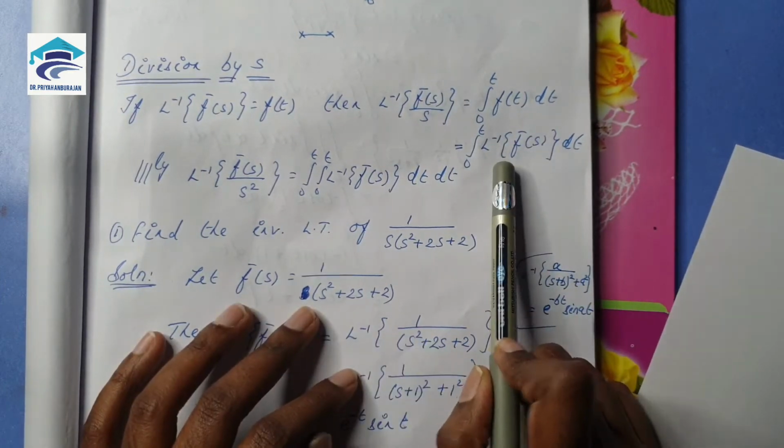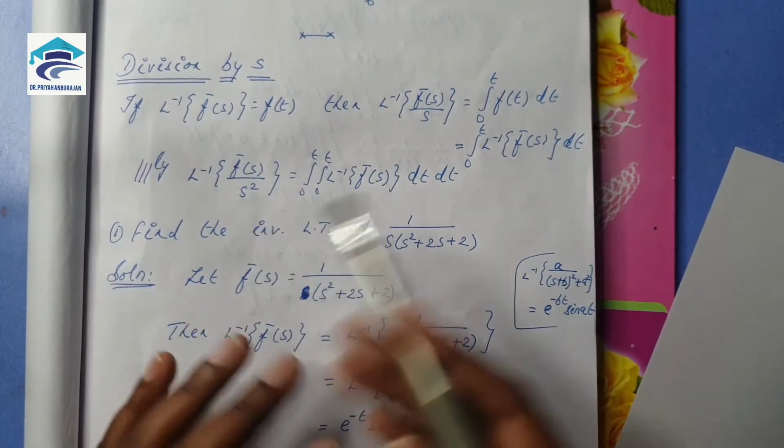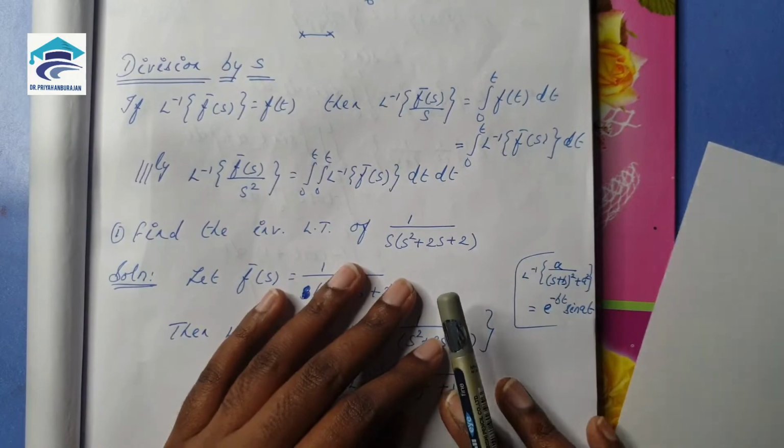So this is for division by s. If it is s squared, you will be getting double integration, for s cube, triple integration, and it goes on. So we will move on to the problems.